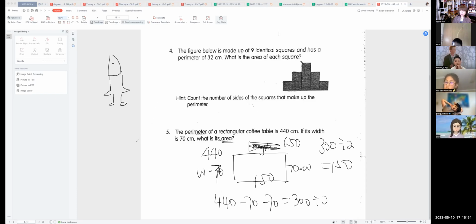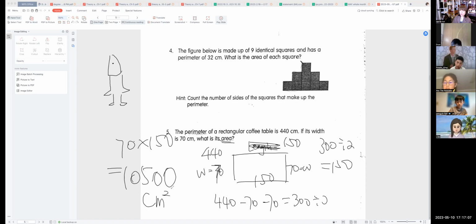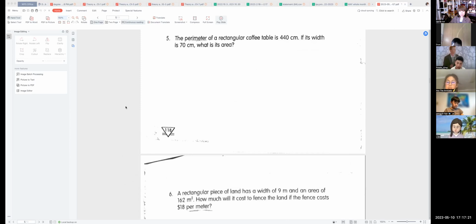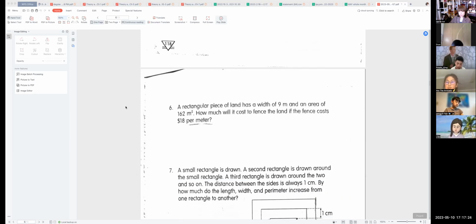So now what is area? So 70 times 150 equals 105, and everybody plus 2 zeros. So the answer is 10500 centimeters square. Congratulations, penguin fish. You get it right. Good job. And the rest of you didn't give me the answer. Do you understand? Okay, good. So let's take a look at number 6. Okay, everybody, number 6, your turn.